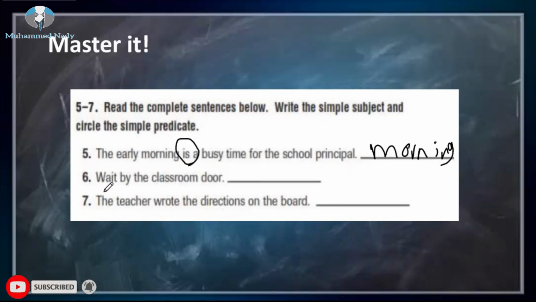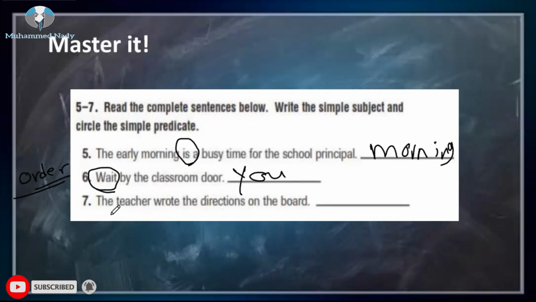Okay, now let's look at this. Wait by the classroom door. The word by here means next to. Okay, by means next to. So wait by the classroom door, this means wait next to the classroom door. What is the subject in this sentence? I'm giving an order, as I told you before. If you're giving an order, your subject is secret, and it should be you. Of course, very good. And of course, wait is going to be the predicate. What are you going to do? I'm going to wait by the classroom door.